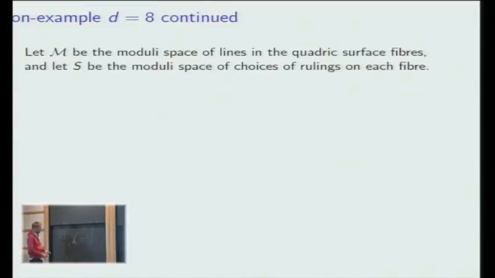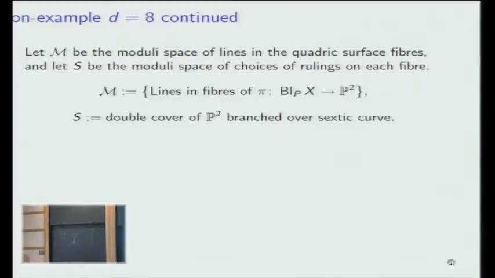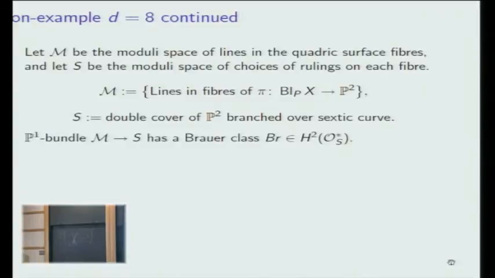Over the discriminant locus in P2, over the sextic curve, you get the singular quadric surface, which only has one family of rulings. And so these 2 points branch, they come together and form 1 point, and that's what gives you this double cover, branched over a sextic. Okay, so M is the lines in the fiber. Yeah, so I said all that. And so S, this moduli space of rulings, turns out to be a double cover of P2 branched over a sextic curve. So S is a K3 surface.